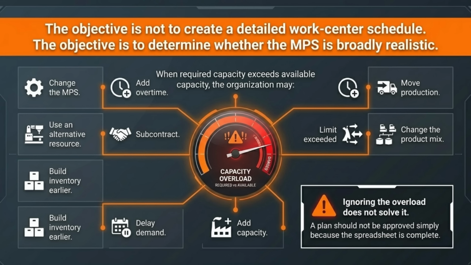When required capacity exceeds available capacity, the organization may change the MPS, add overtime, move work to another resource, use an alternative resource, subcontract, change the product mix, build inventory earlier, delay demand, add capacity. Ignoring the overload does not solve it. A plan should not be approved simply because the spreadsheet is complete.